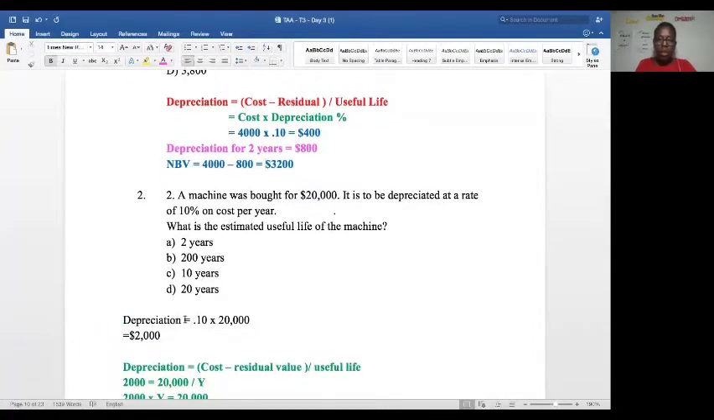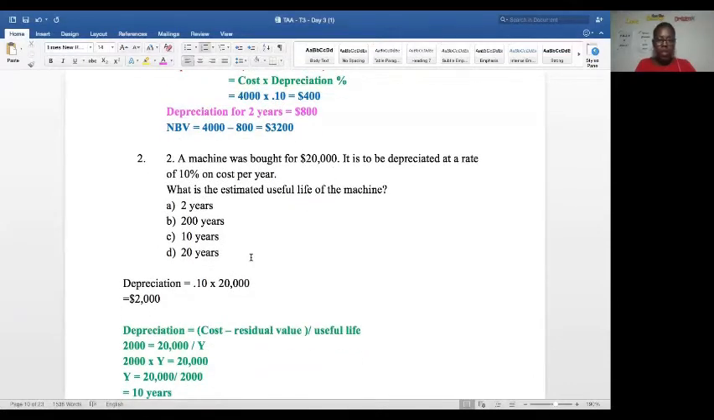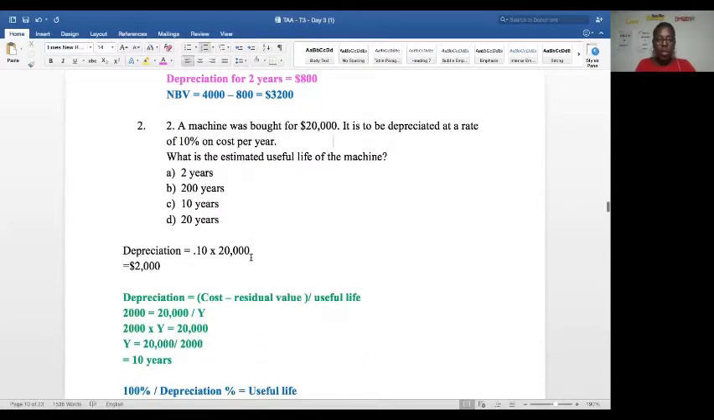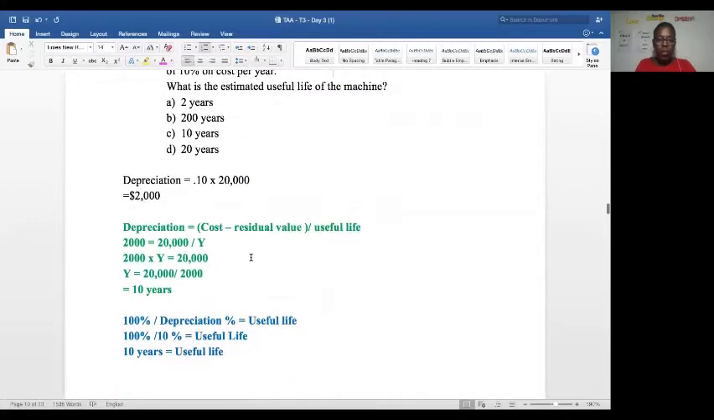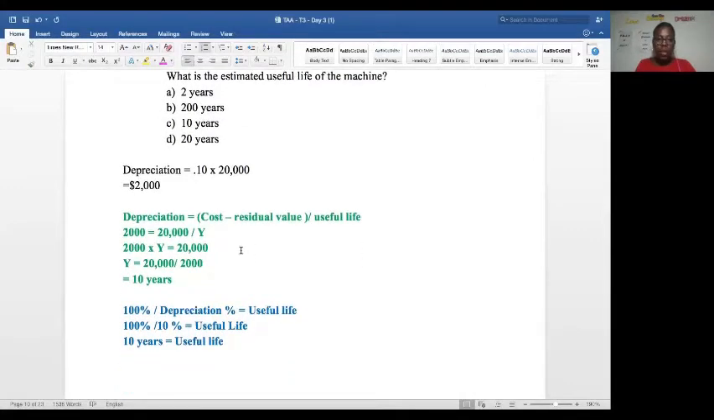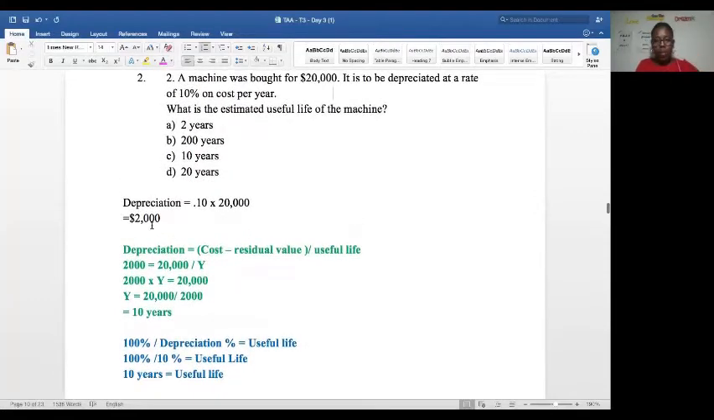All right. 2, a machinery was bought for 20,000. It is to be depreciated at a rate of 10% on cost per year. So this is the straight line method. And using the straight line method, we know what I just said, same depreciation each year, right? There's a couple of ways you could do this. I'm going to show you both ways now. So depreciation is 10% by the 20,000. They told us that. So depreciation for the year is going to be $2,000.